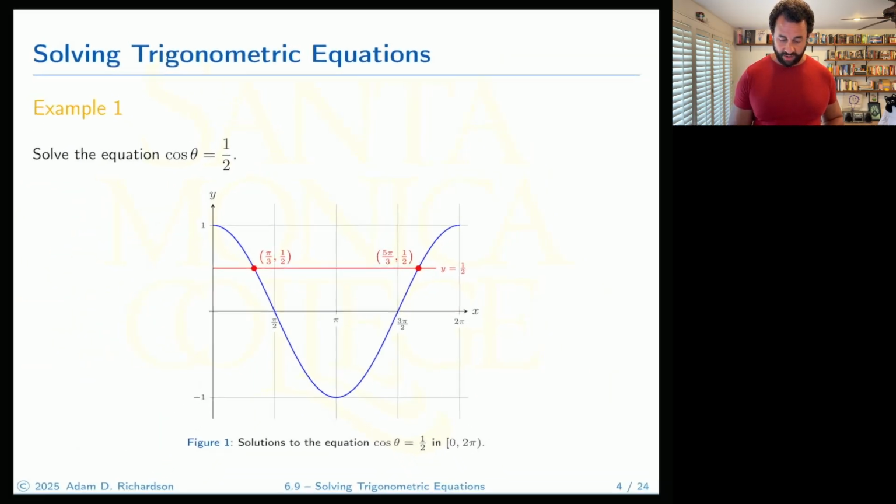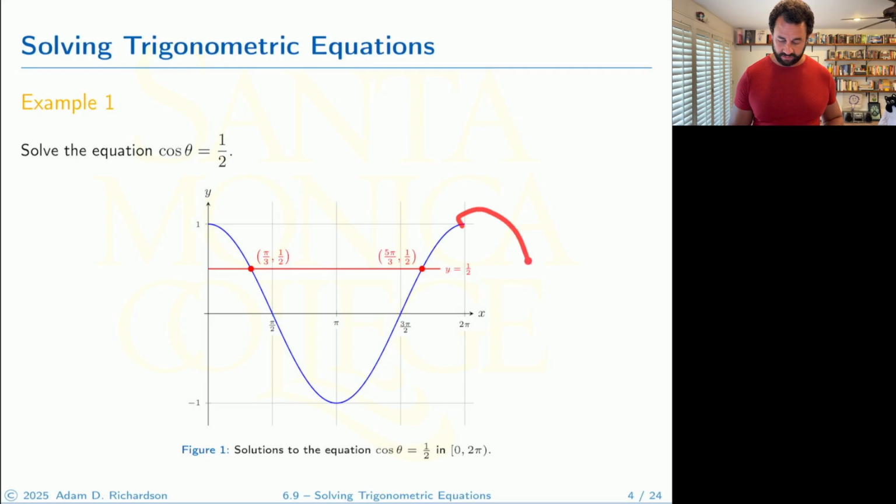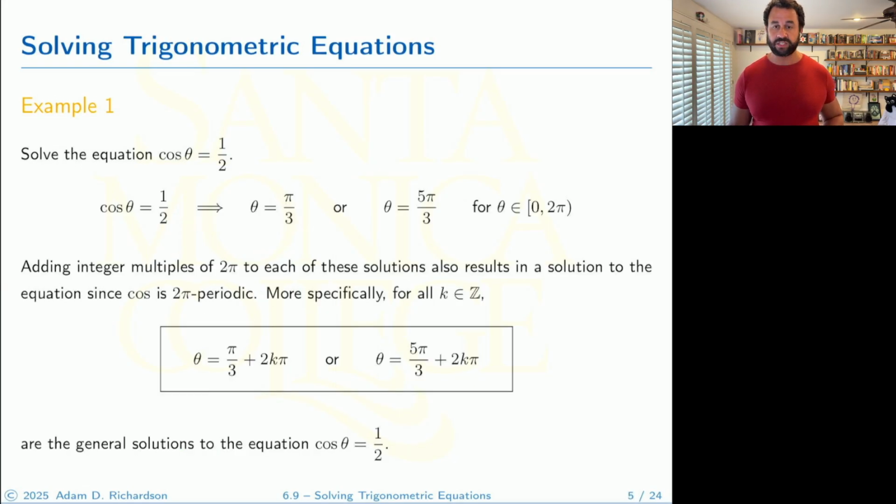Okay. However, remember the graph keeps going. It keeps going in both directions, in fact. So we're going to have a lot more solutions than that. If we want to solve it in general, we need to account for those. In this case, we're just going to add integer multiples of 2 pi to each of these solutions, and that'll give us another solution, because cosine is 2 pi periodic.